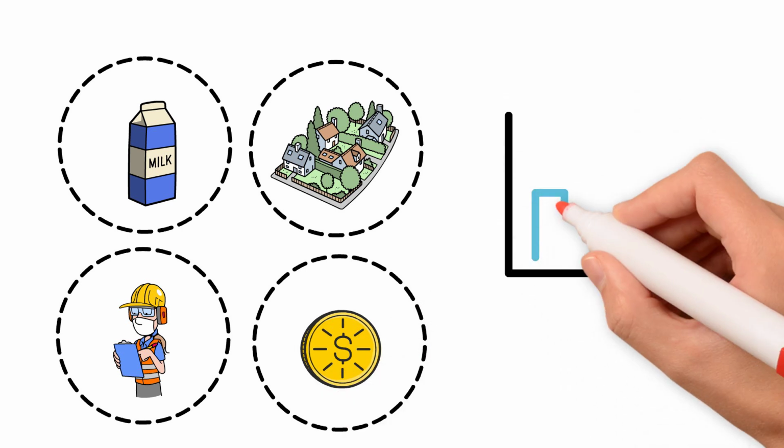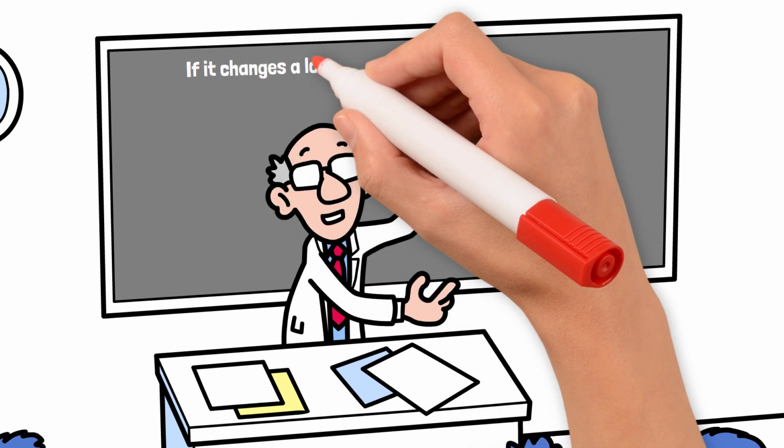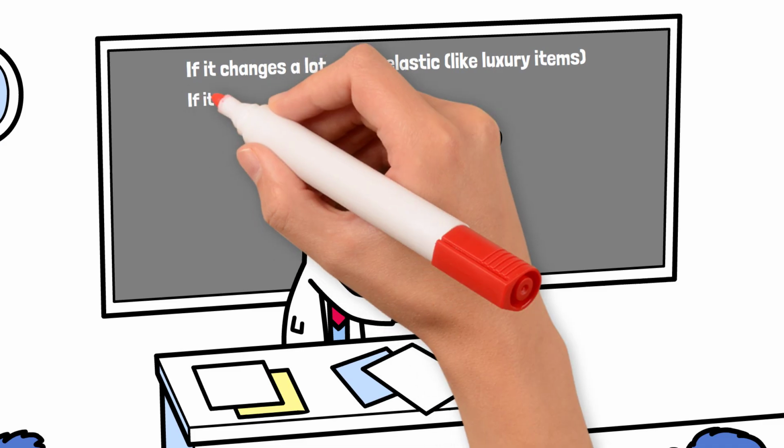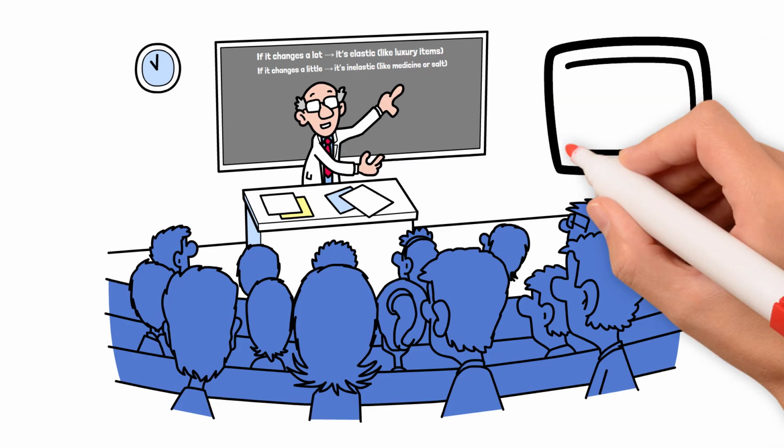Elasticity, a quick peek. Let's say price increases. Does demand drop a little or a lot? If it changes a lot, it's elastic, like luxury items. If it changes a little, it's inelastic, like medicine or salt. We'll do a deep dive into this in a future video.